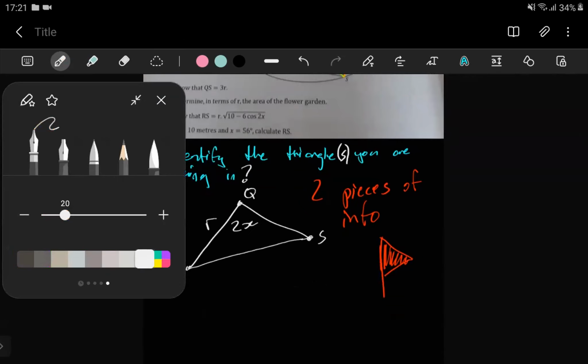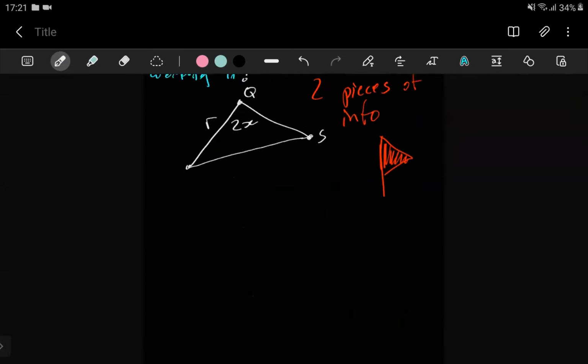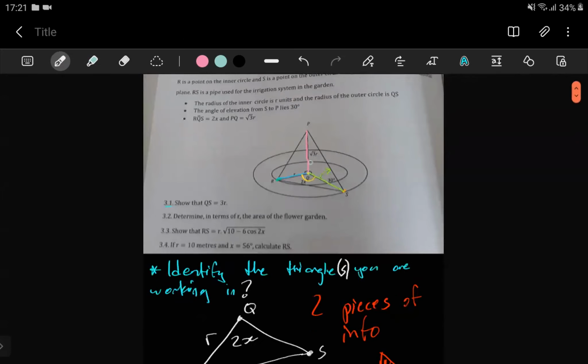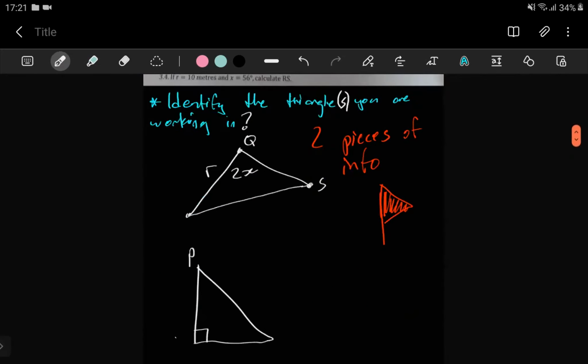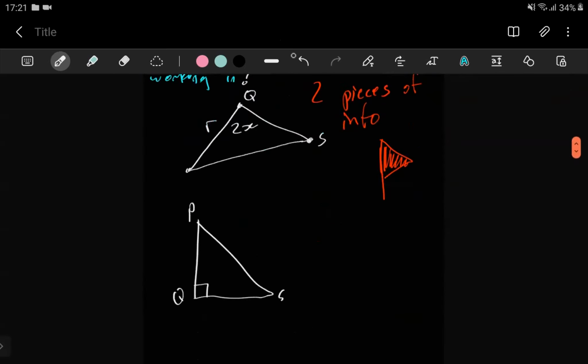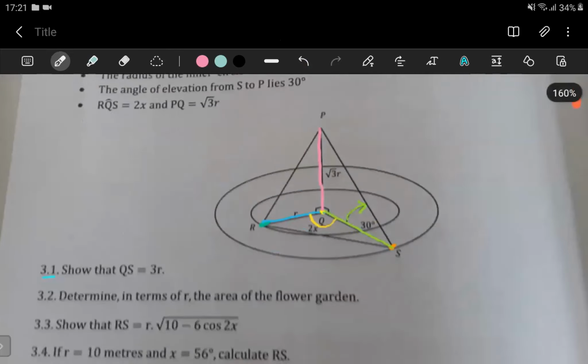So we have to look at the other triangle now, the one that's standing upright here, the one that is PQS. This one has one piece of information, which is a 90-degree angle. And then we have another piece of information here, which is this 30-degree angle. So let's do this here, 30 degrees. And then lastly, we have square root of 3r.